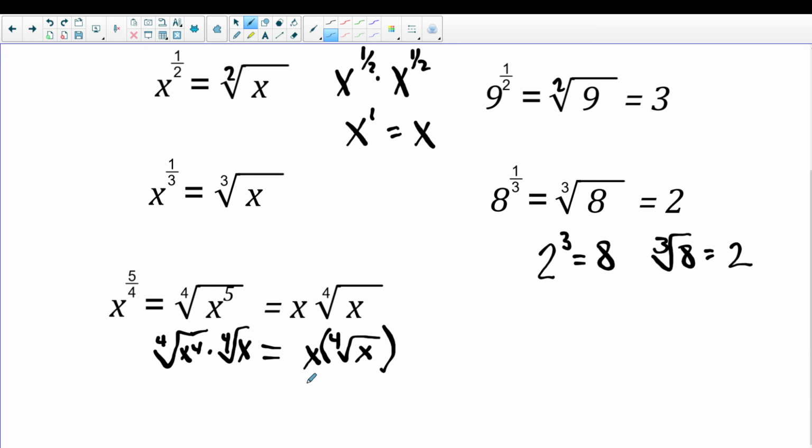We're not going to spend a whole lot of time simplifying them, but we do want to realize that what this number on the top, the numerator of this fraction represents, is the exponent underneath that radical sign. And the denominator represents the root of that number, right? The fourth root, or the third root, or the second root, right? The square root, the cube root, the fourth root, etc.